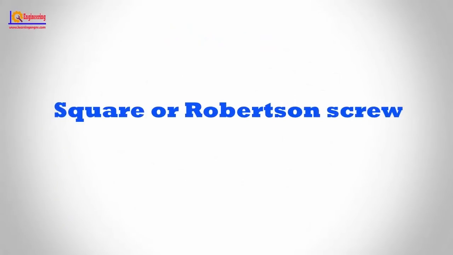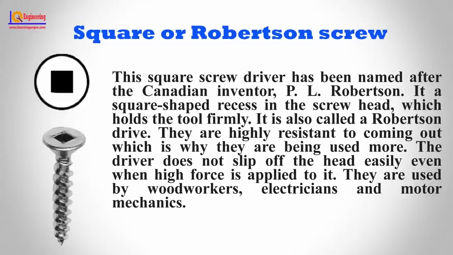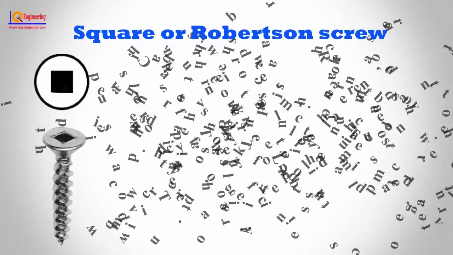Square or Robertson screw. This square screwdriver has been named after the Canadian inventor P. L. Robertson. It has a square-shaped recess in the screw head which holds the tool firmly. It is also called a Robertson drive. They are highly resistant to coming out, which is why they are being used more. The driver does not slip off the head easily even when high force is applied to it. They are used by woodworkers, electricians and motor mechanics.